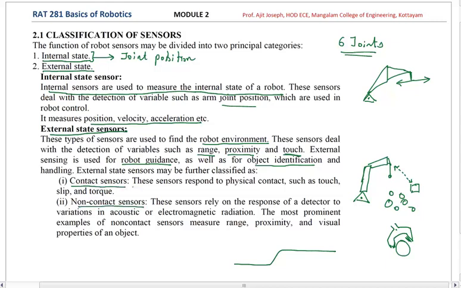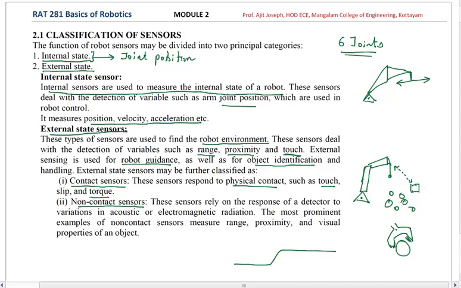Contact sensors means if we want to sense or measure something using a sensor, the sensor has to make a physical contact. For example, in the case of touch sensors, it has to make a physical contact. For measuring torque, it has to make a physical contact. Whereas non-contact sensors are those sensors which can sense the environment without physically touching.